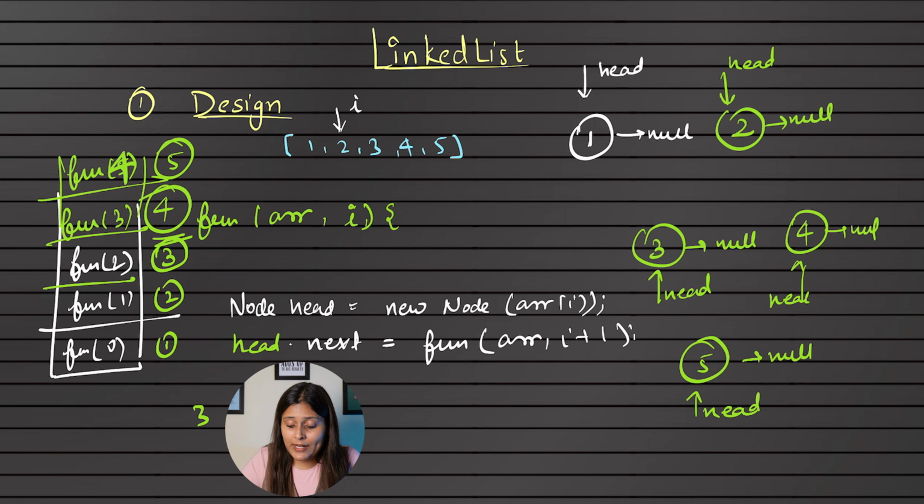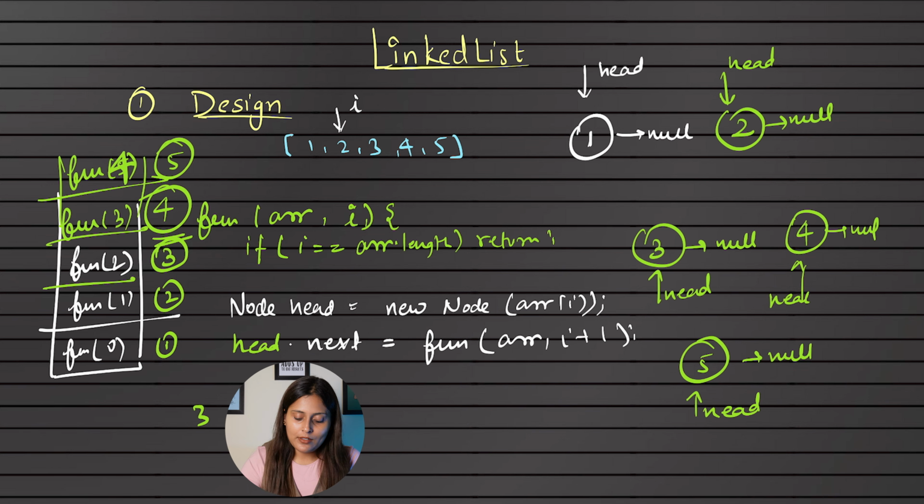Now what will happen if we do not stop? Next time, i plus 1 means function for the 5th index. But don't you think we don't have a 5th index? So what will we do? We would like to stop the call here. So what will we write? The base case: if my i is equal to array.length, meaning 5, I want to return.